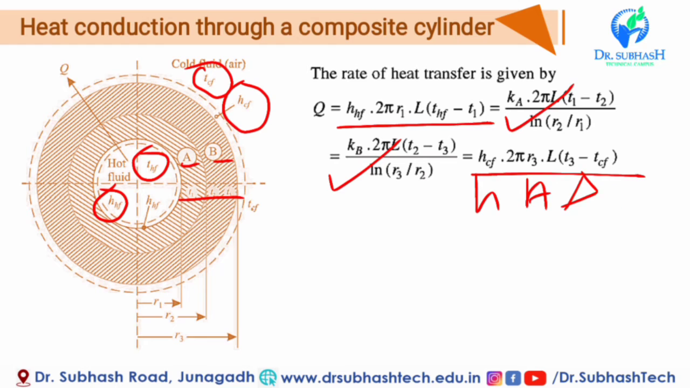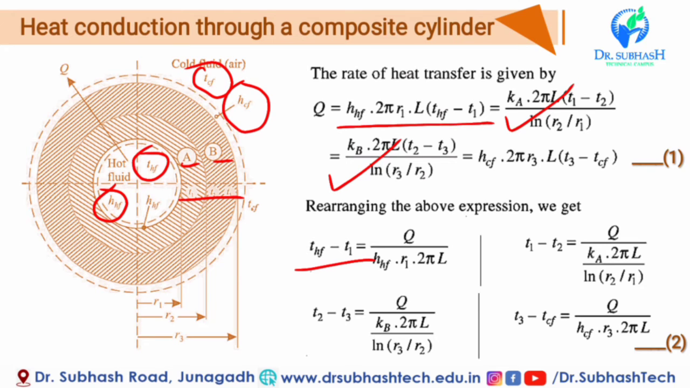So now we rearrange these terms and we get T_HF minus T1 is equal to Q divided by H_HF, the convective heat transfer coefficient of the hot fluid side, into R1 into 2 pi L. T1 minus T2 is equal to Q divided by Ka into 2 pi L divided by ln(R2 by R1), and T2 minus T3 is equal to Q divided by Kb into 2 pi L divided by ln(R3 by R2), and T3 minus T_CF is equal to Q divided by the convective heat transfer coefficient of the cold fluid or outside, H_CF, into R3 into 2 pi L. Say equation number 2.